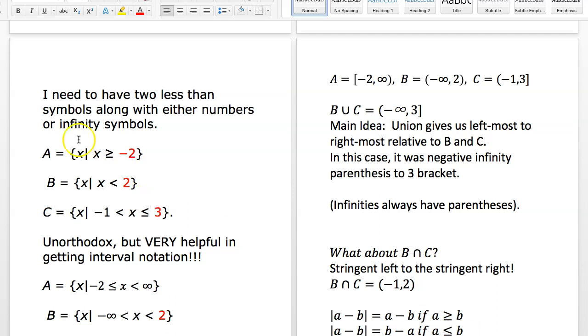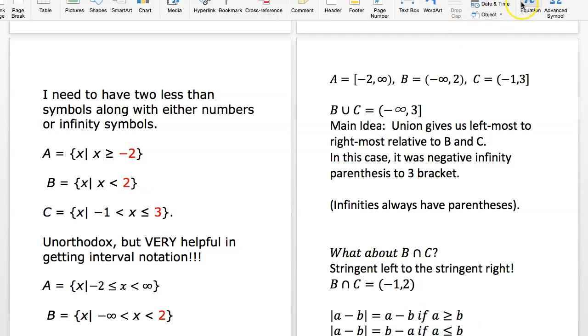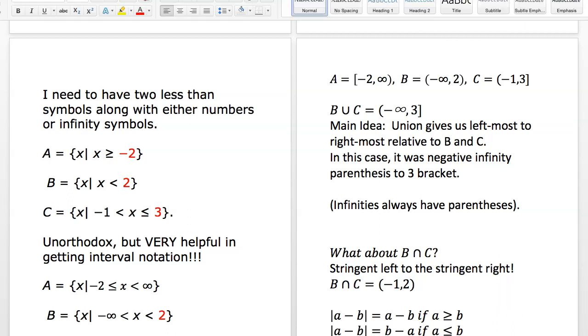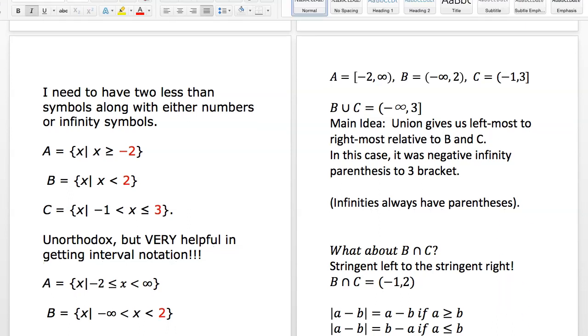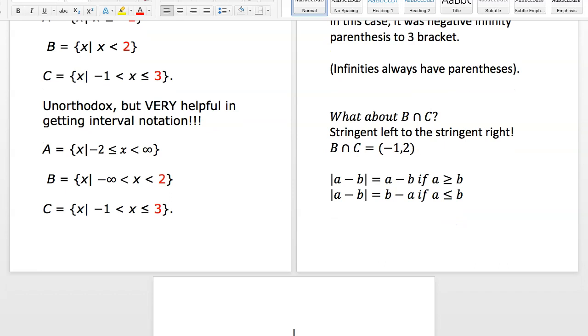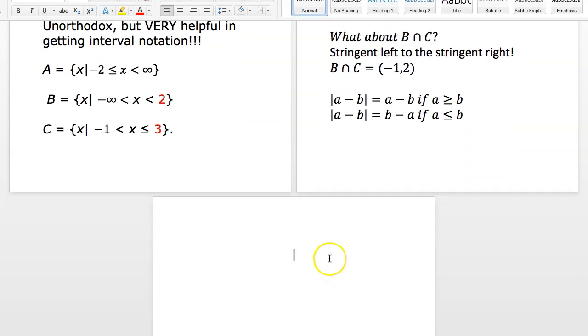Like the absolute value. I hate how Word doesn't scroll down. That's the worst. In a way, Word's better than it used to be. In a way, it's not as good. I don't know.